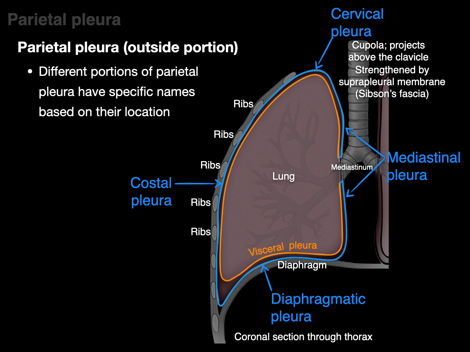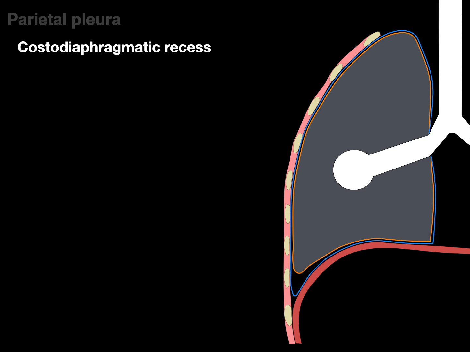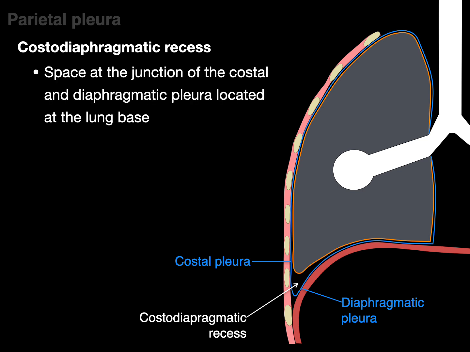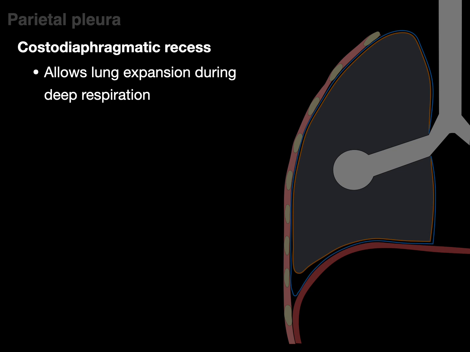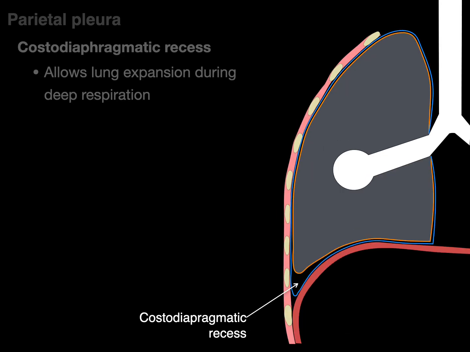It's called the cupula. And it's strengthened by the suprapleural membrane or Sibson's fascia, and it anchors to the transverse process of C7. The costodiaphragmatic recess: when we look at the costal pleura and the diaphragmatic pleura and where they meet, there's a recess. It's a space or junction of the costal and diaphragmatic pleura at the lung base. It's also called the costophrenic recess. This is what allows lung expansion during deep respiration. Inhale, exhale, inhale, exhale, inhale, exhale.